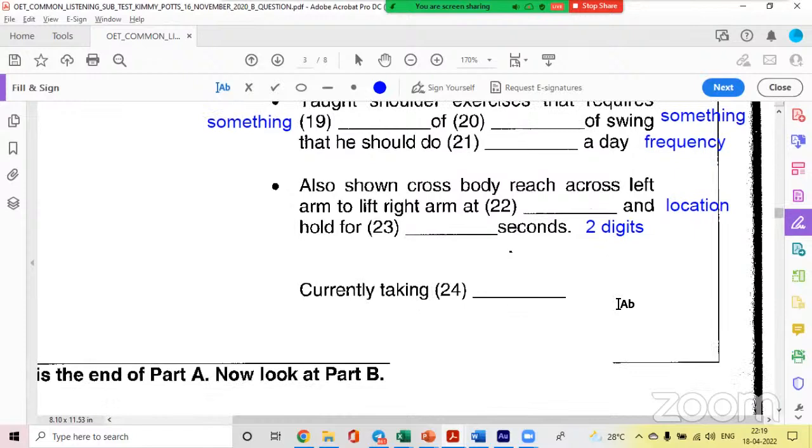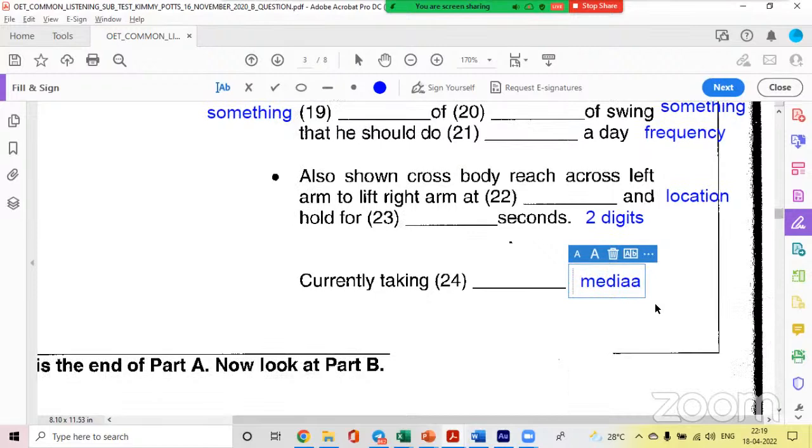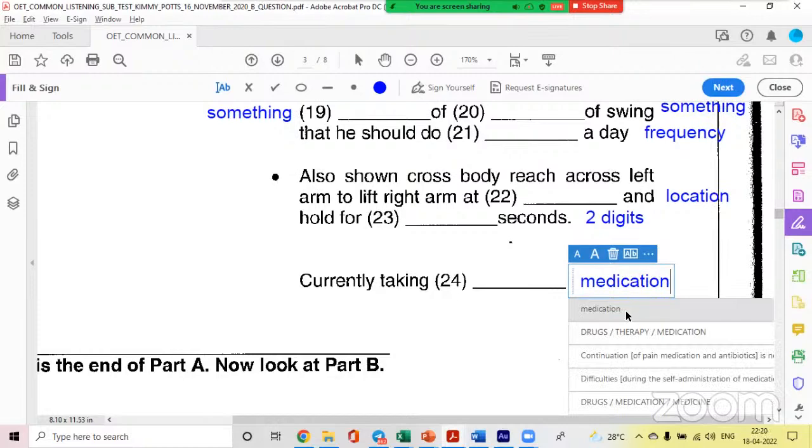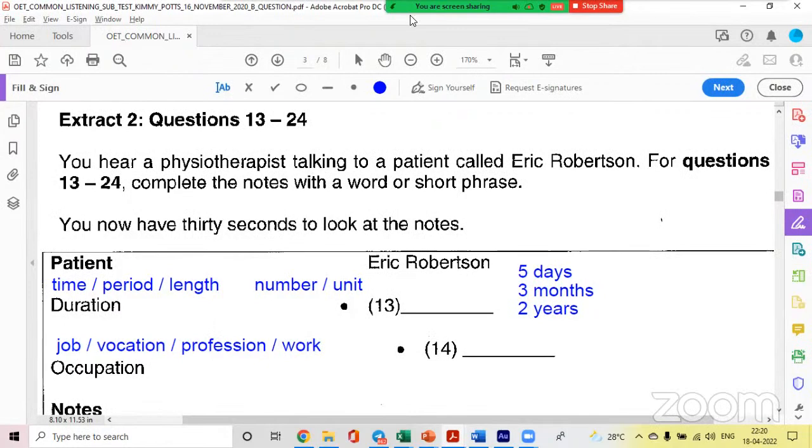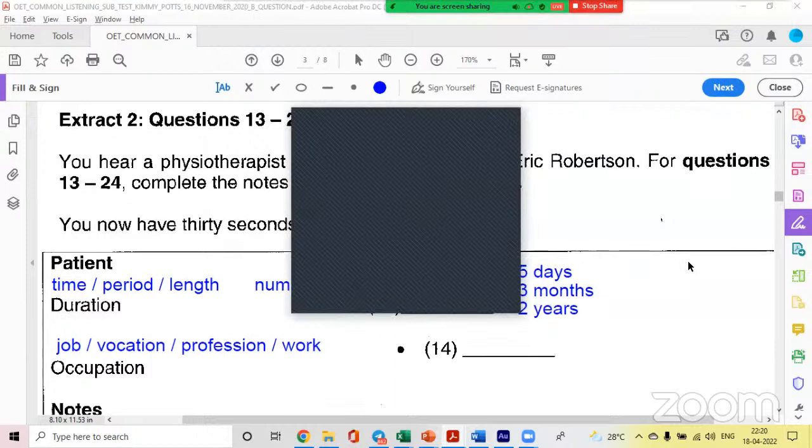Currently taking dash medication, maybe. What is the medication? What is the drug? So what is he taking? So that is how you are going to think. Fine. Now let us see.